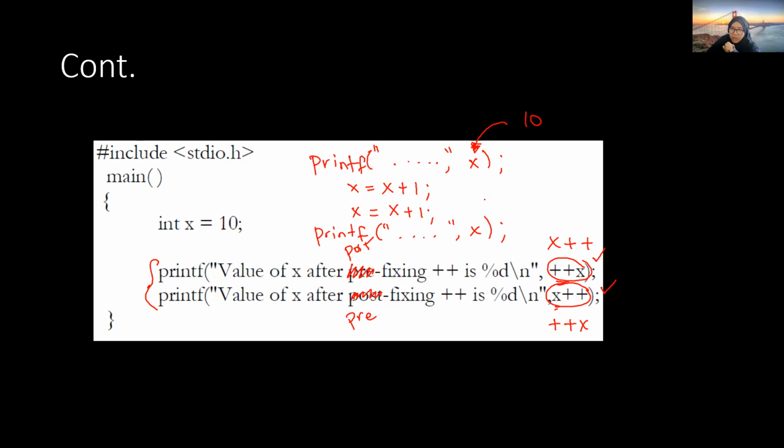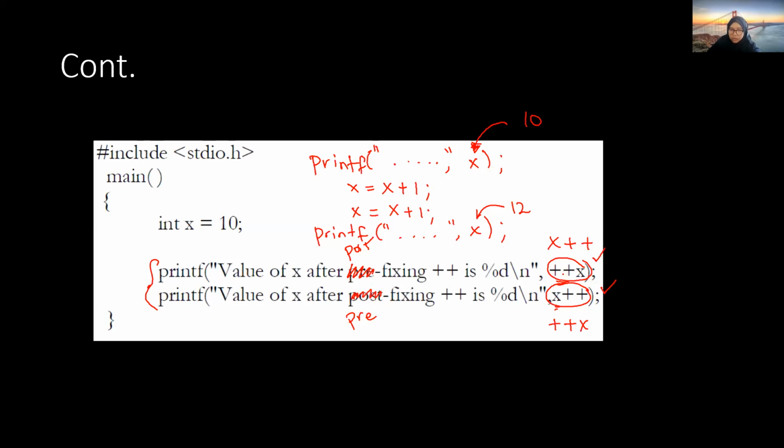Now, the latest value of x is 12. So the output will be 10 and 12. So that is the difference between doing it before and after. If you understand, this is what we just adjusted.